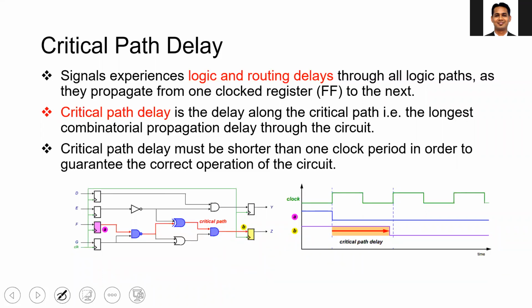You can consider this as a launching flip-flop and this as a capturing flip-flop. When the launching flip-flop's data goes here, you need to make sure that the data from here to here is available before the setup time of the capturing flip-flop. And the one that delays the data the most is the critical path in this circuit.